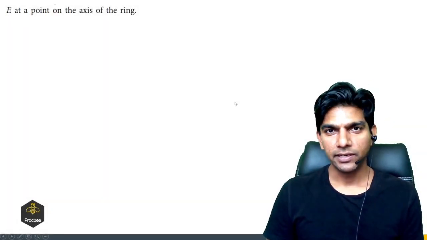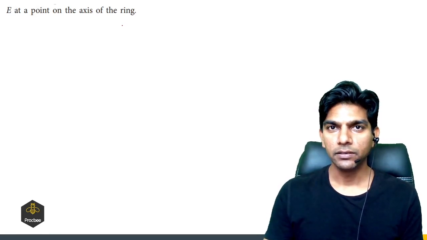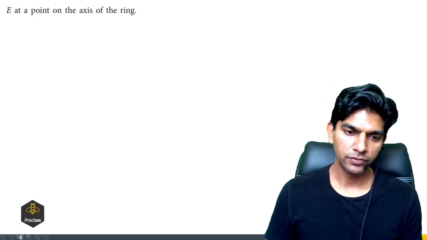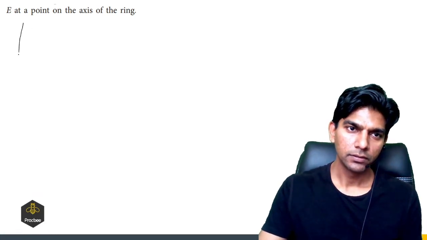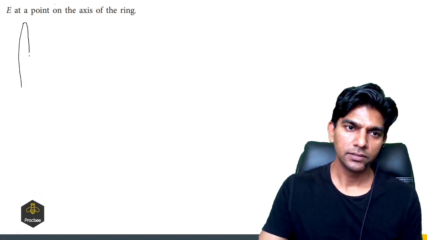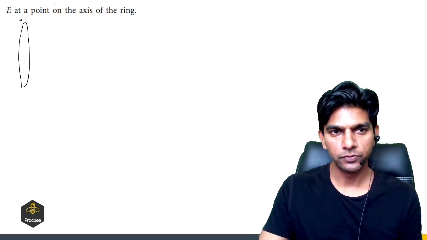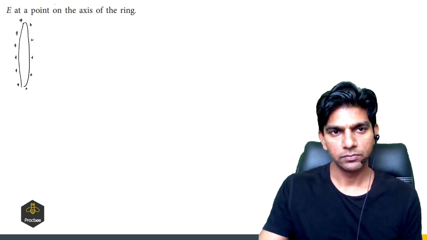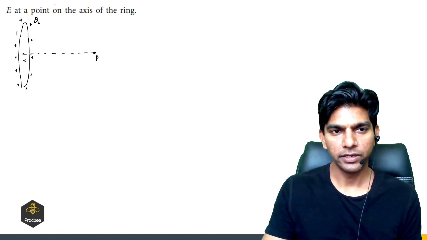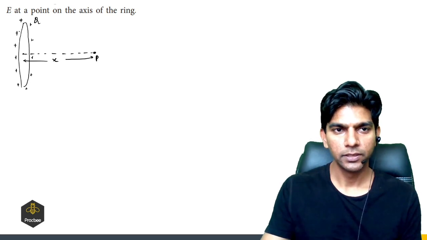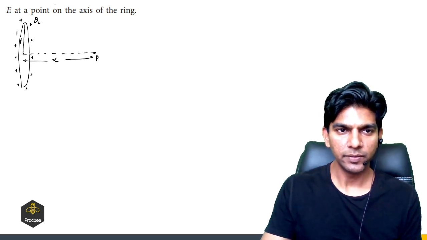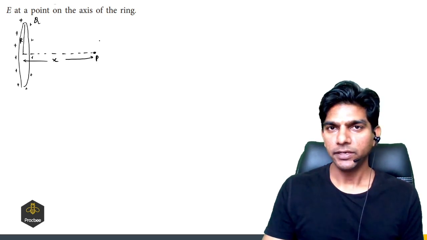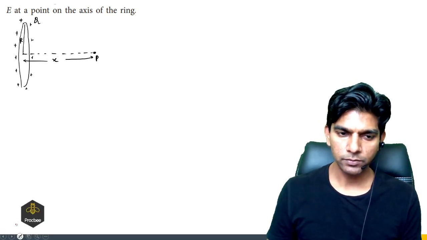Okay, now let us find the electric field by a ring at a point on the axis of the ring. So we are given a ring, and this ring has a uniform charge distributed over its length. Let us say this charge is capital Q, and we need to find the electric field at a point P, which is located at a distance x from the center, and the radius of the ring is given as capital R, right?